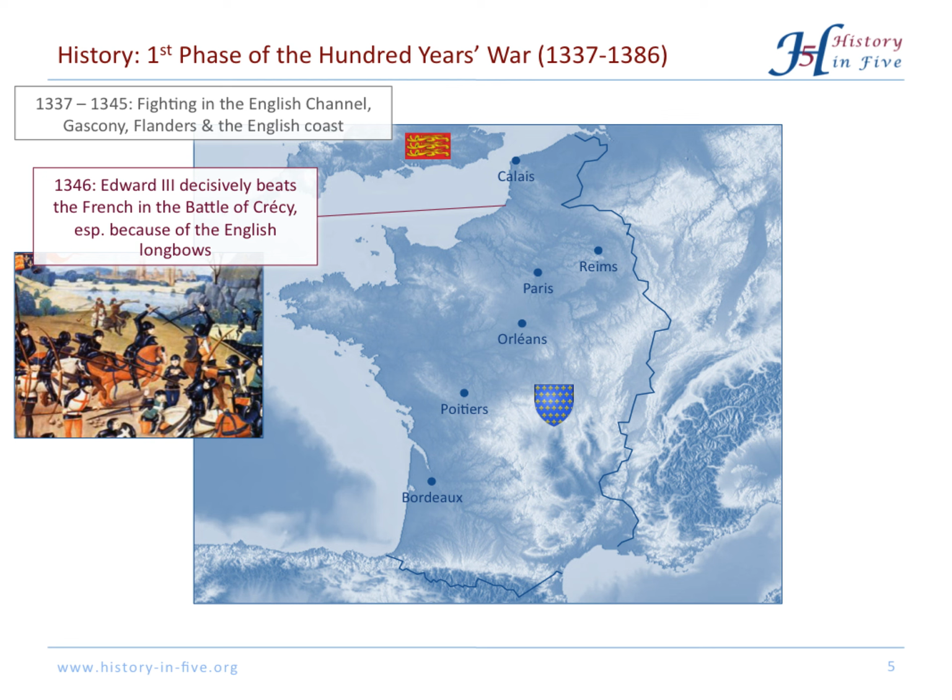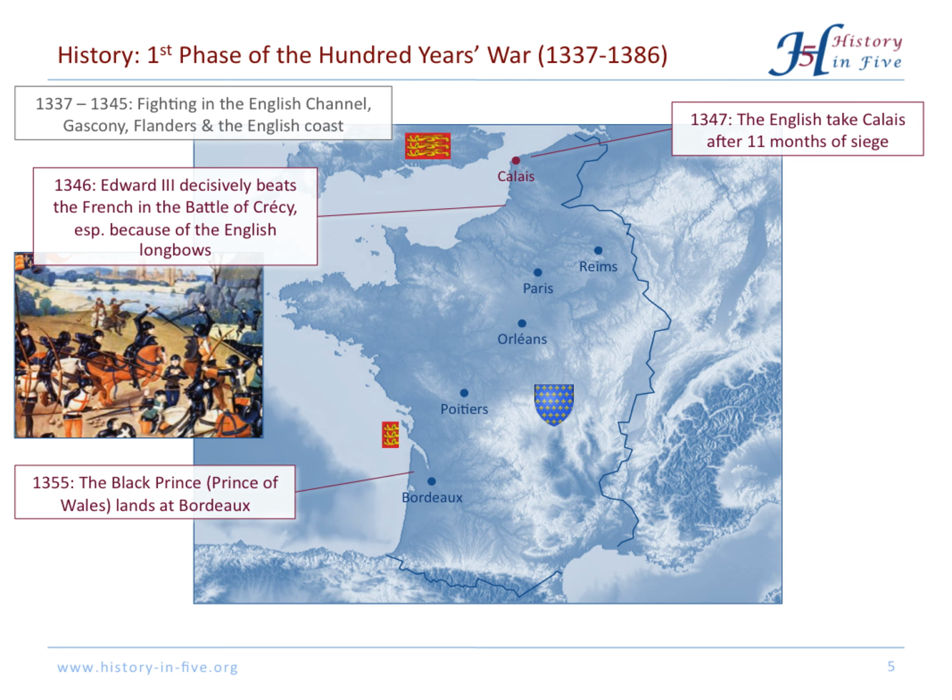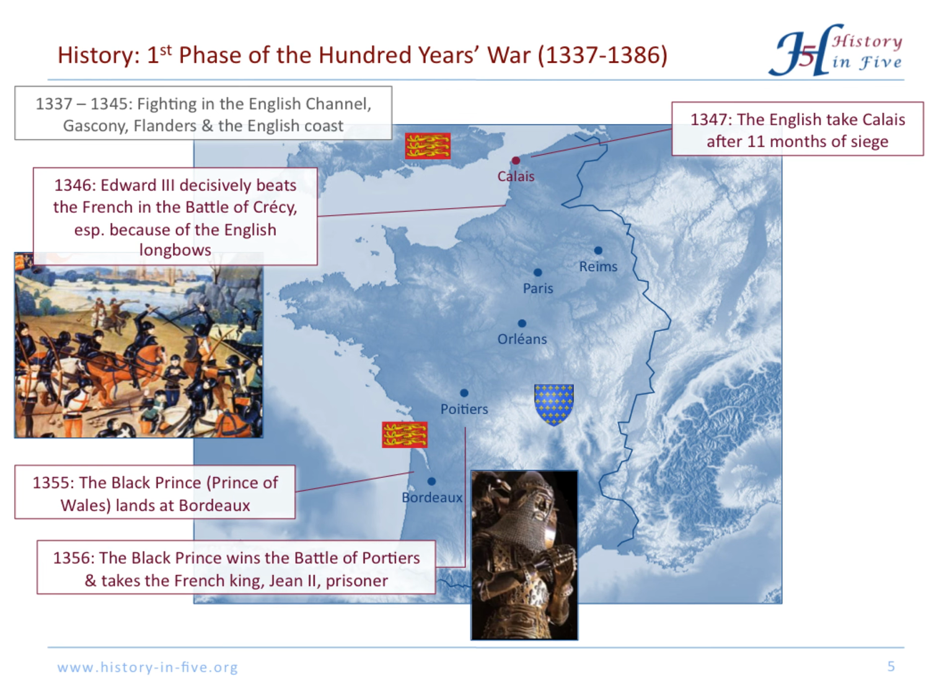The Battle of Crécy, legendary, a decisive victory of Edward III. The English could also take Calais, which should remain English even after the war. The Black Prince, the Prince of Wales, landed in the south and won the Battle of Poitiers, could take the French king Jean II prisoner.